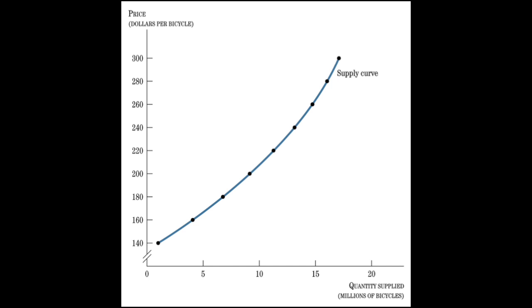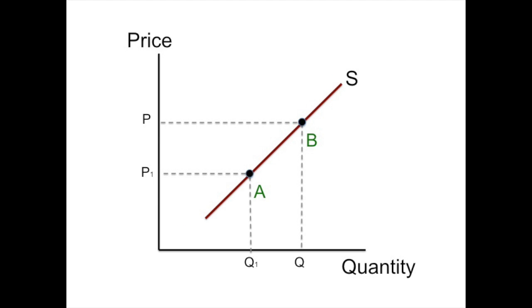A shift versus movement of the supply curve. Movement along the supply curve is a change in the quantity supplied of a good brought about by a change in its price. An increase in price can be seen in a diagram as a movement from A to B on the same supply curve. A decrease in the price is depicted as a movement from point B to A.